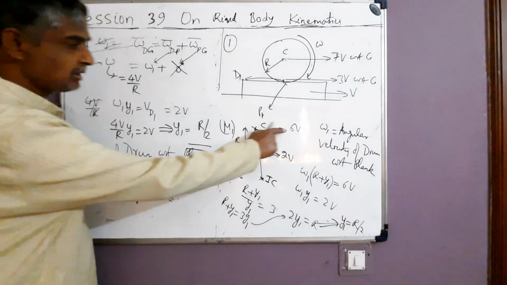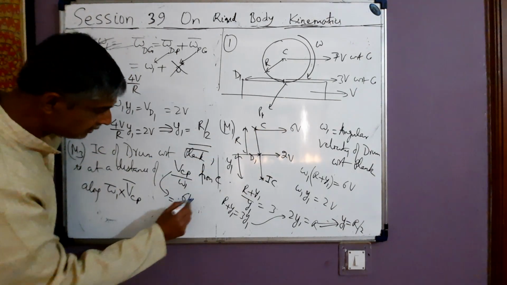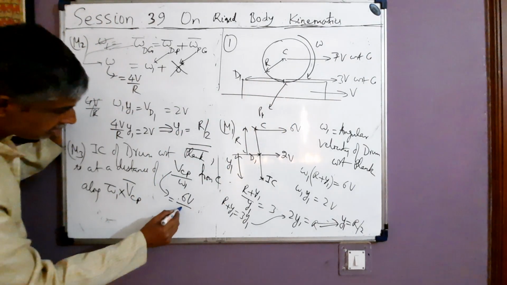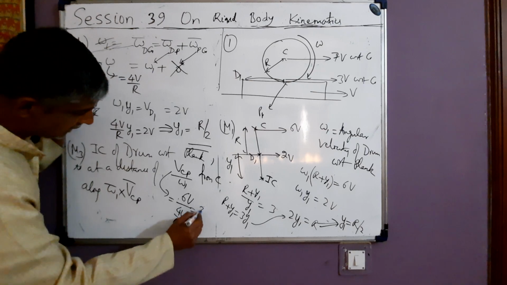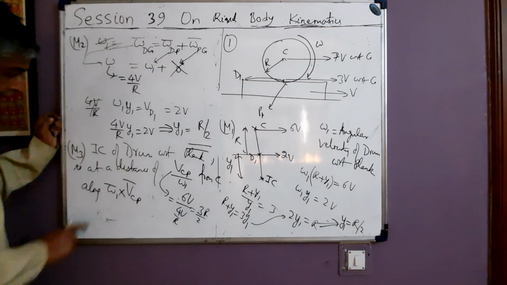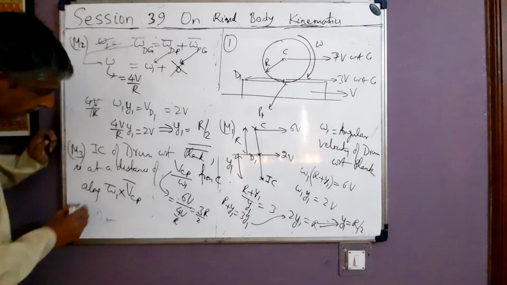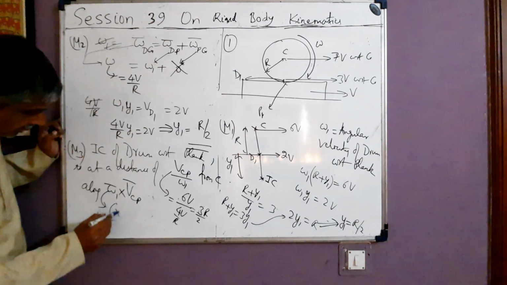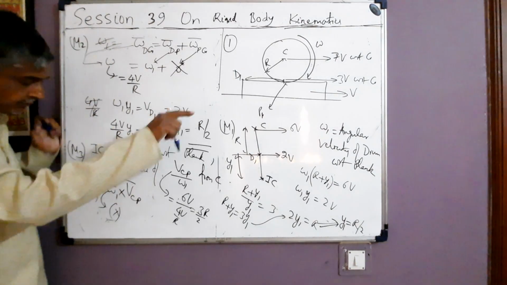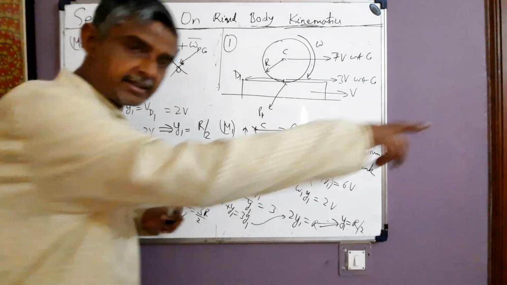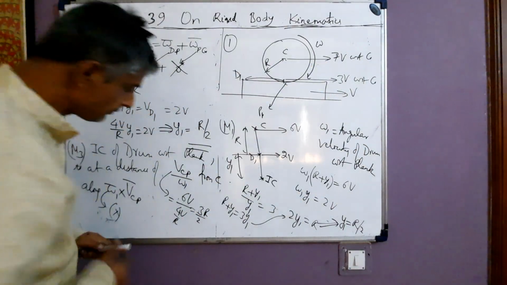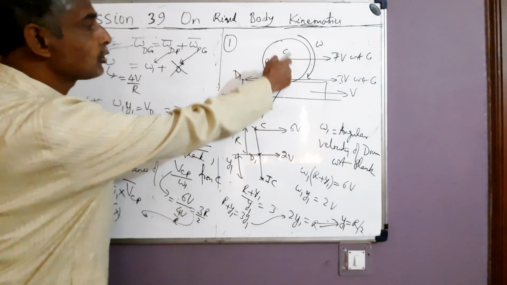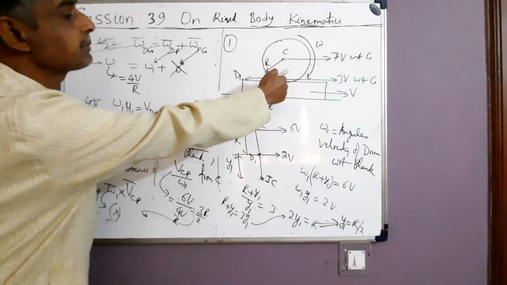VCP by omega 1. VCP is just calculated here, 6v. And omega 1 is the angular velocity of drum with respect to plank, that is same as 4v by r. So this becomes 3r by 2, along this direction, omega 1 cross VCP. Now omega 1 has a clockwise sense. So direction of omega 1 is what? Inward. And VCP is what? Rightward. So omega 1 inward, VCP rightward, so omega 1 cross VCP is downward. So IC of the drum with respect to plank is at a distance of 3r by 2 below center C. That is at a distance of r by 2 below d1.